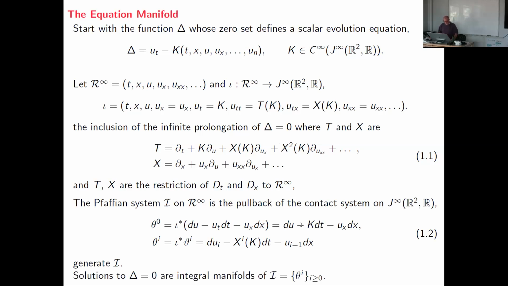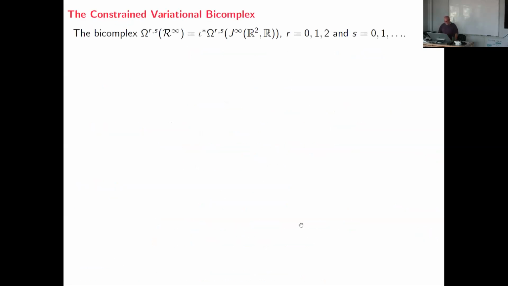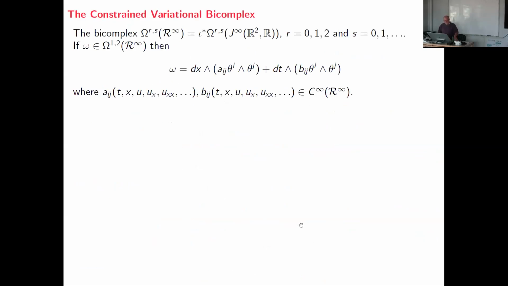Probably getting a little hairy. And solutions to this scalar evolution equation are just integral manifolds of either the Pfaffian system generated by the contact forms or the distribution of t and x. And so the bicomplex all pulls back to this equation manifold. And again, what's going to turn out to be important here are differential forms which have this 1 here.